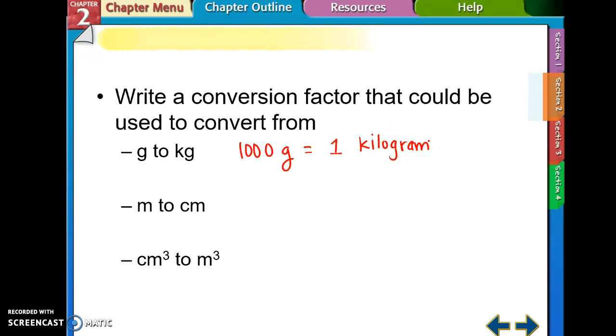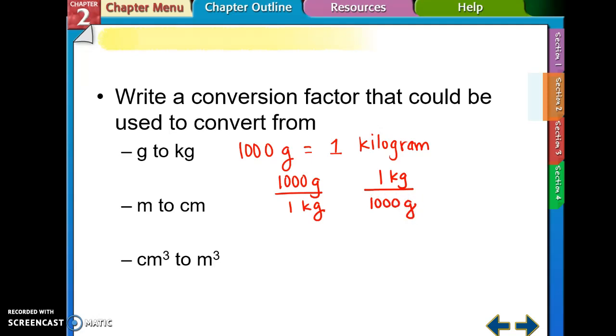How would I rewrite those as conversions? I would do 1,000 grams for every 1 kilogram, or 1 kilogram for every 1,000 grams.